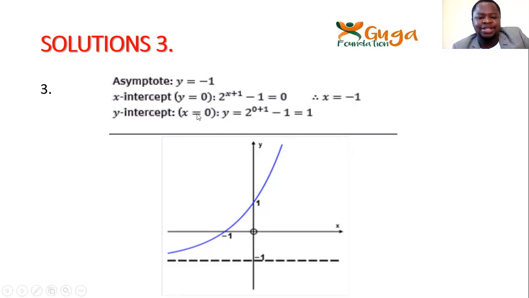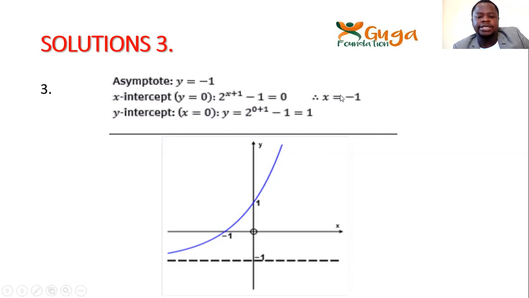That's simple. So your y-intercept, when your x is equal to 0, so where there's x, you substitute 0, it will be 2 to the power 0 plus 1, which is 2 to the power 1 minus 1, which is 1. Okay, then you start by drawing your horizontal asymptote first.